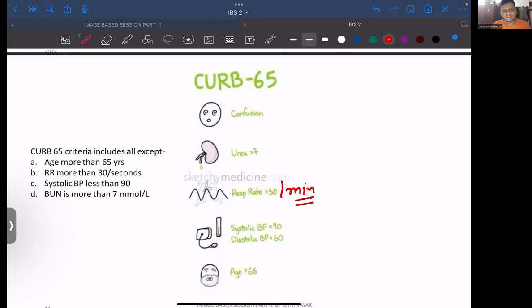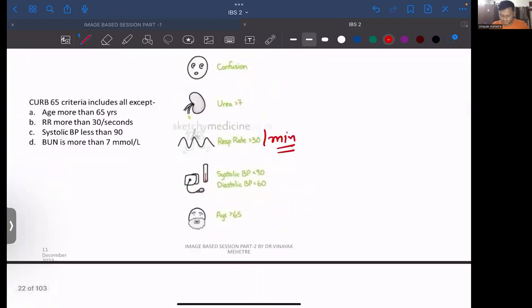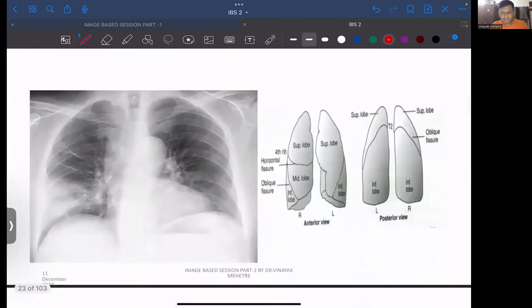What do we use it for? We will use it for pneumonia, right? Pneumonia. Okay, we will discuss this again in our respiratory class.